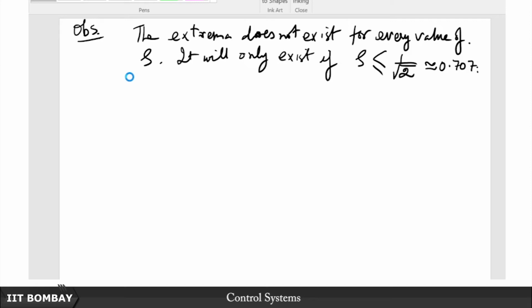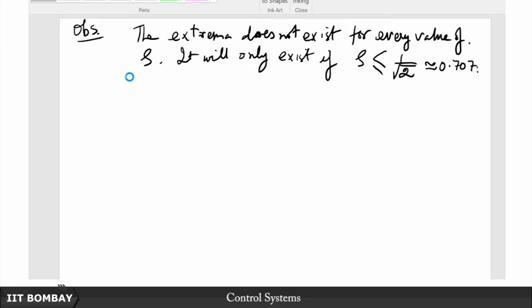If zeta was greater than 1, we called it an overdamped system, right? But here, it seems that zeta equal to 1 does not play that significant a role. Instead, that mantle is now taken over by this value of 1 over root 2, which is 0.707. So if zeta is less than 0.707, then you will have this peak phenomenon in the frequency response plot of a second order factor, or a trough if it's a zero.